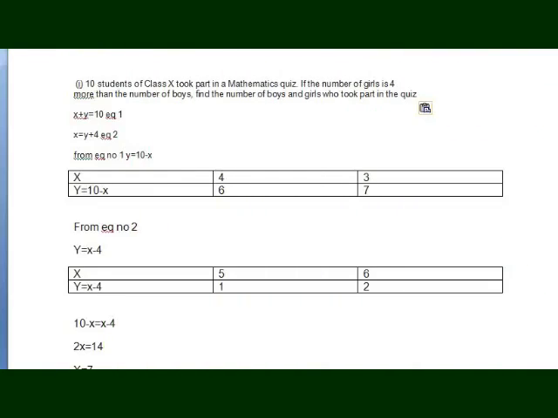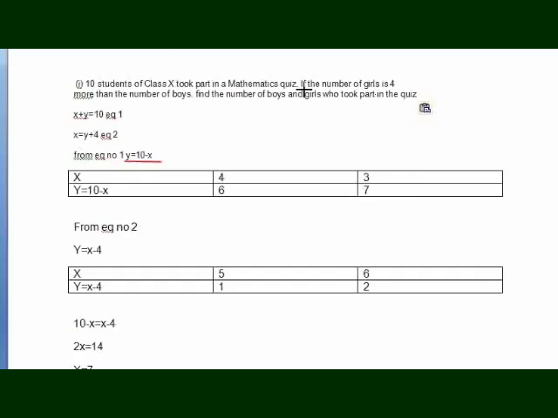According to equation number 1, y is equal to 10 minus x. So we put values of x to get different values of y. I have put 4 at first, then 10 minus 4, 6 will be the value of y. After putting 3, we will get the value of y as 7.